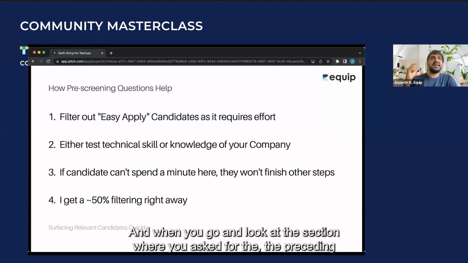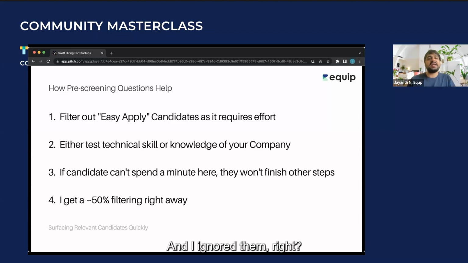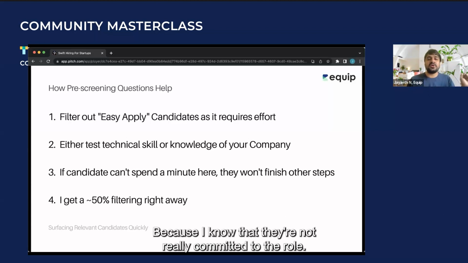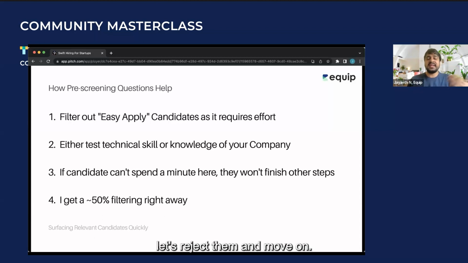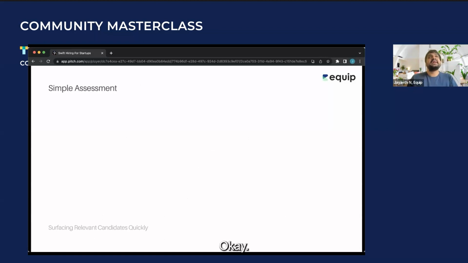So a lot of people apply, and when you go and look at the section where you've asked for the pre-screening question, many of them don't respond, and I ignore them, right? Because I know that they're not really committed to the role. They just applied without looking at what we do. So if they don't give us that sort of importance, I would say, let's reject them and move on. Let's not even consider them, right? Okay, so this is stage 1.